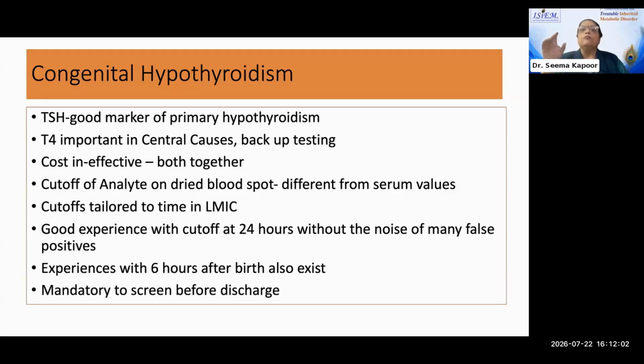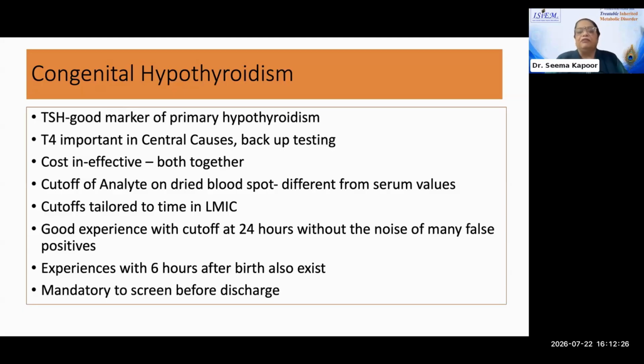So if in your population 90 to 95% of cases occur because of disease in the thyroid gland itself, TSH will be a good marker, and that is the phenomenon across the world.